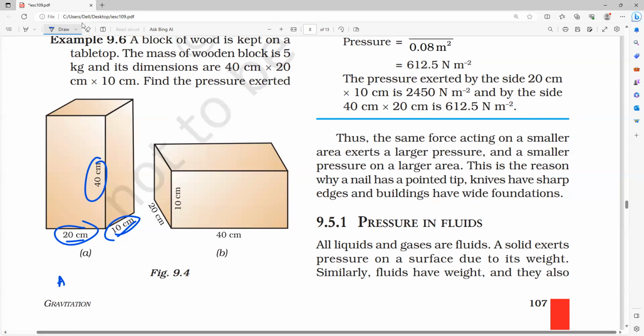The mass remains constant. The area is 20 centimeter into 10 centimeter, so area equals 200 square centimeter. But area must be in SI units, so we have to convert: 200 into 1 square centimeter equals how many square meters?